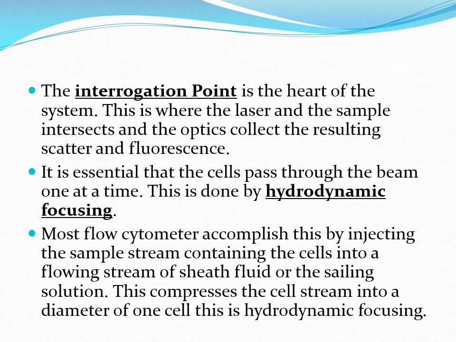So what we have seen is that the interrogation point is the heart of the system. This is where the laser and the sample intersect, and the optics collect the resulting scatter, and if we use a fluorophore, even the fluorescence. We'll talk about it in the later slides.